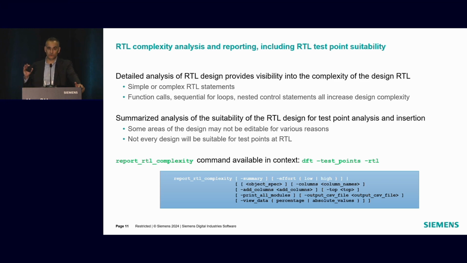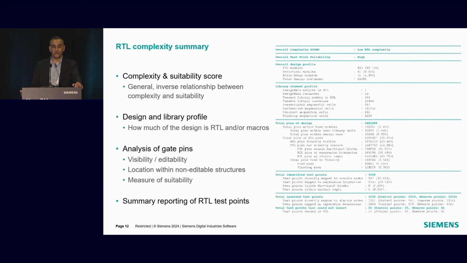Today, I'm just going to show you some screenshots of what that summary looks like, but you can also get a much more detailed report so it becomes actionable, so that then you can decide where to go and make these changes. So the command that you would use is report RTL complexity. And this is available in the test-points-RTL context. If you're familiar with the tools, you set the context when you first come in. And now you have this new capability. The options that I'll talk about are the first ones, which is a dash summary with 2 different levels of effort. The summary gives you a really nice report that looks like this.